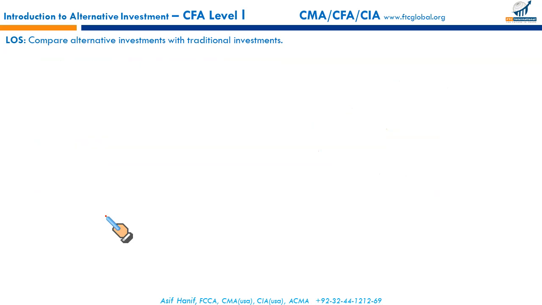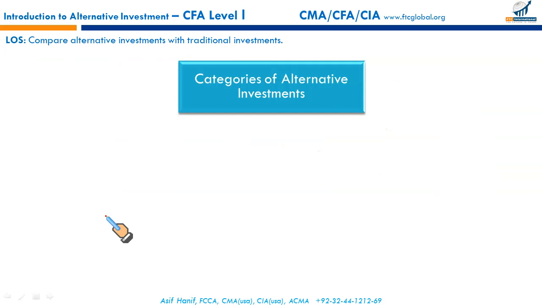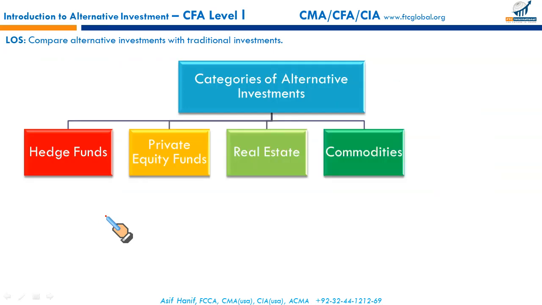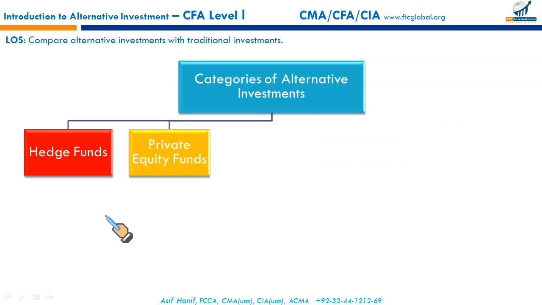Then the categories of alternative investment: hedge funds, private equity funds, real estate, commodities, and infrastructure. Let us discuss these one by one. Hedge funds are basically funds that hold a variety of traditional and alternative assets. They are often highly leveraged, and they seek absolute returns for their investors.